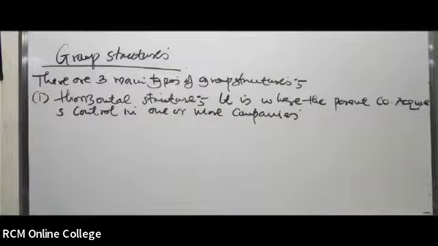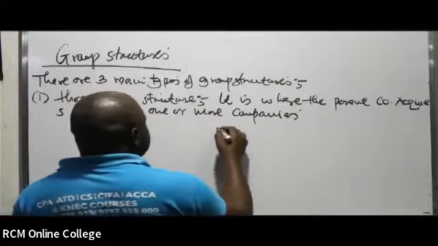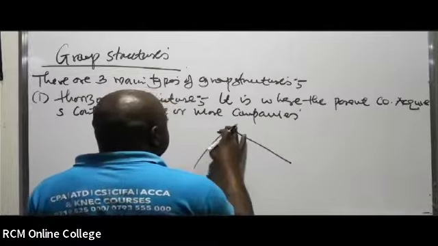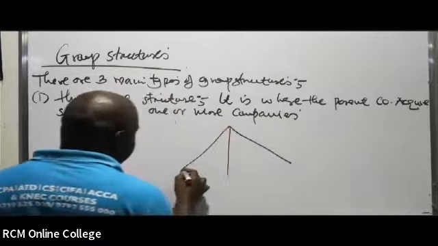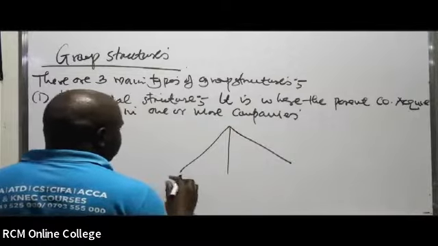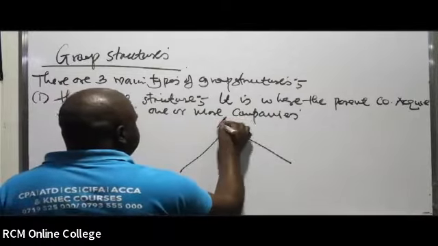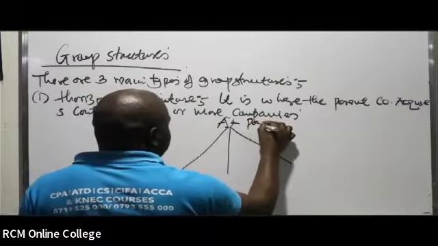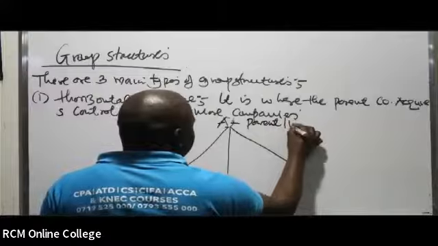So in this case, it looks like this. We can draw it. It is horizontal. So in this case, we have A, which is the parent, or we call it the parent or holding company.